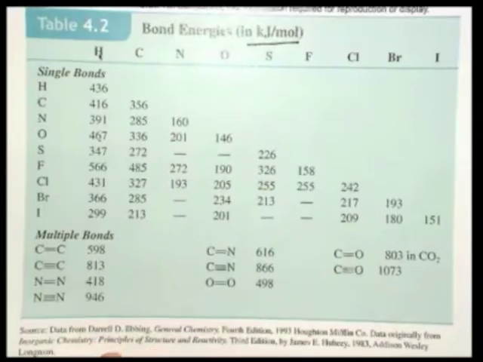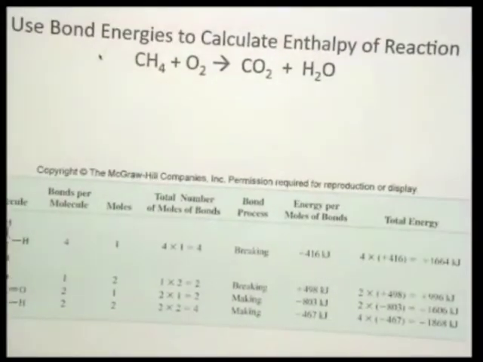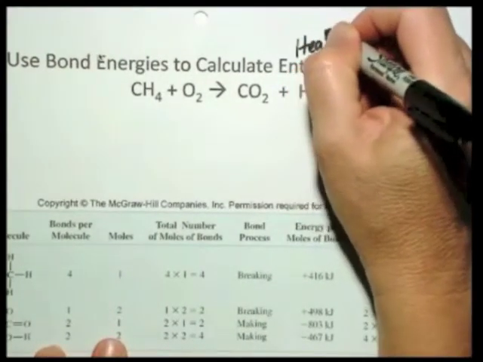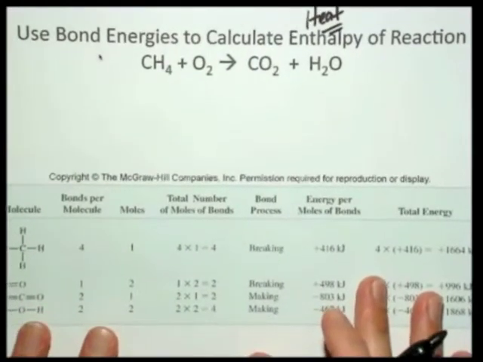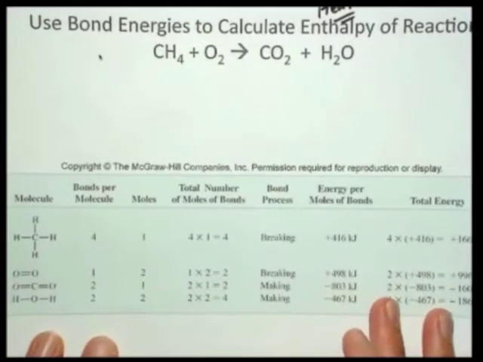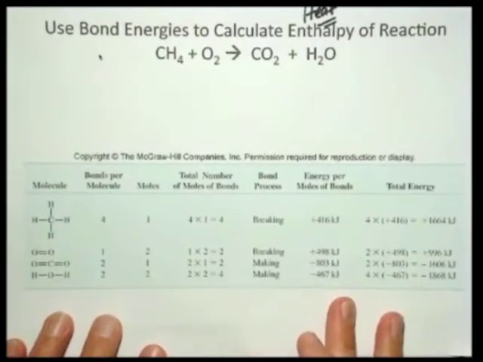So you can use that table to predict heats of reaction. Sometimes heats of reactions are called enthalpies of reactions. Enthalpy of reaction and heat of reaction. Enthalpy is sort of the fancy thermodynamics term for heat of reaction. So let's go ahead and do it here for methane then, and see what we get when you estimate it for methane. Use bond energies to calculate the enthalpy of reaction of methane.